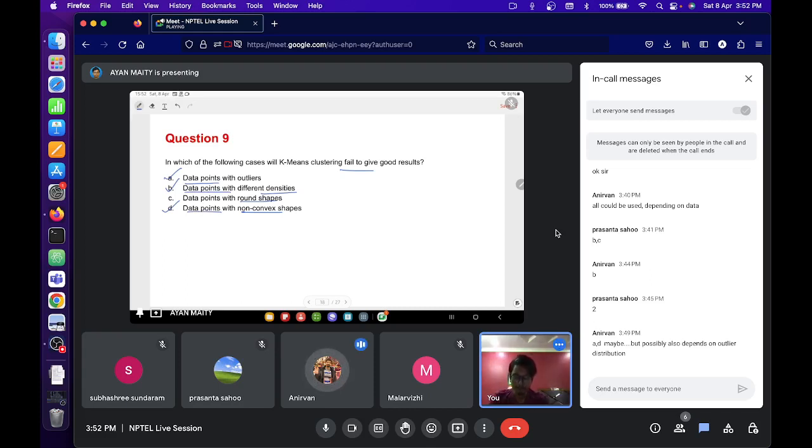Could you explain B again? Because I think we just discussed that k-means doesn't really consider the densities. So even if the shape is round, then density doesn't really play a major part, does it?